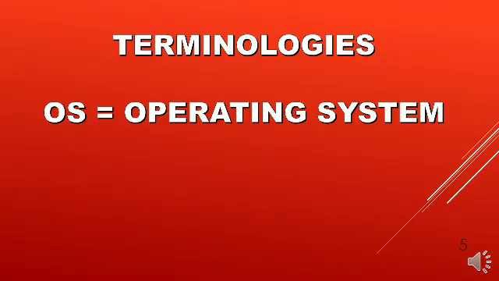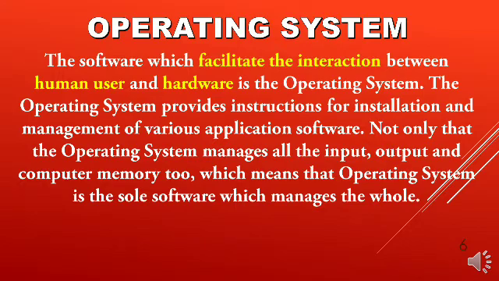Terminologies: OS, or operating system. Operating system: the software which facilitates the interaction between human user and hardware is the operating system. The operating system provides instructions for installation and management of various application software. Not only that, the operating system manages all the input, output, and computer memory too, which means that operating system is the sole software which manages the whole.